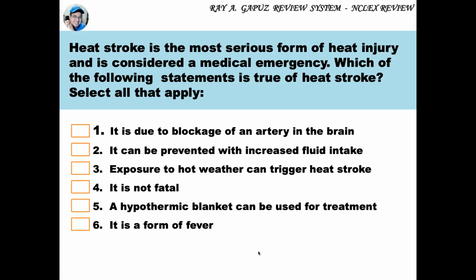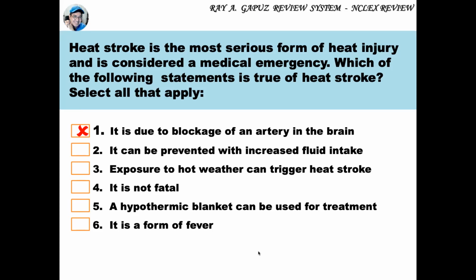Which of the following statements is true of heat stroke? Number 1, it is due to blockage of an artery in the brain. We don't give antipyretics for heat stroke. We can only do measures to decrease the temperature. Is it the blockage of an artery in the brain? No, it is caused by the rise of the temperature, but not the occlusion. What do you call the occlusion? That's your ischemic stroke, right? Not your heat stroke.